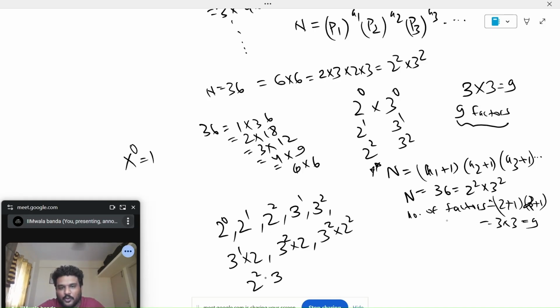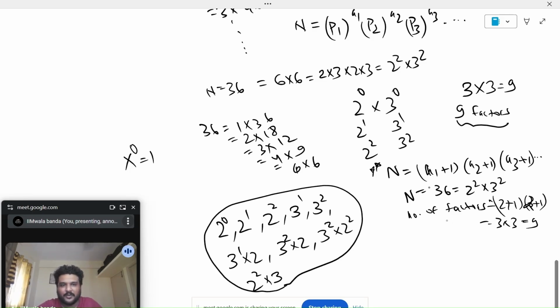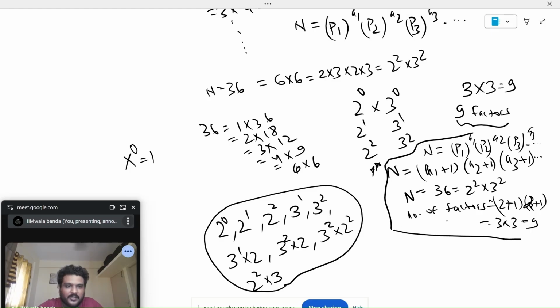Similarly, 2 to the power 2 into 3 is a factor, correct? This we have not covered yet. And 2 to the power 2 into that I've covered. So 1, 2, 3, 4, 5, 6, 7, 8, 9. See, these are the 9 factors which I got from this formula. So this you will remember: if n is written as p1 to the power a1, p2 to the power a2, p3 to the power a3 and so on, then this is the formula for the number of factors. This also you note down. All right.